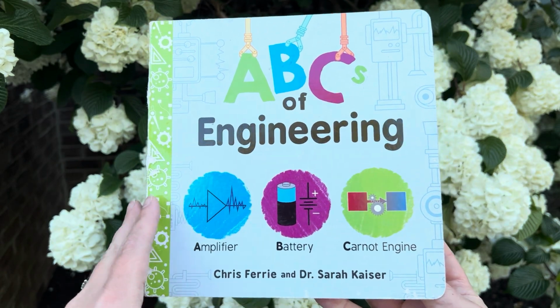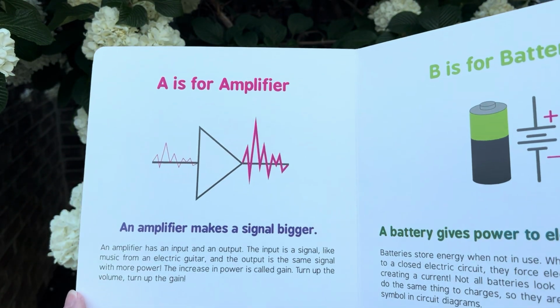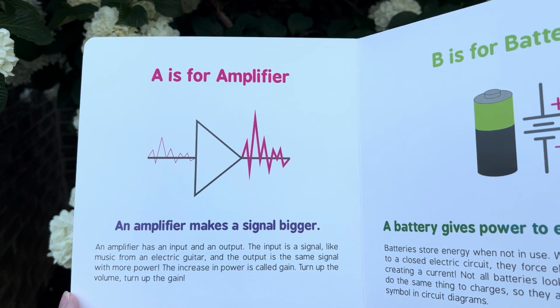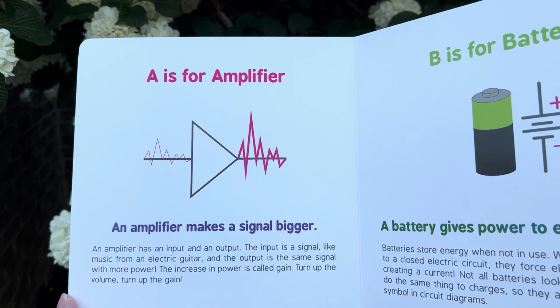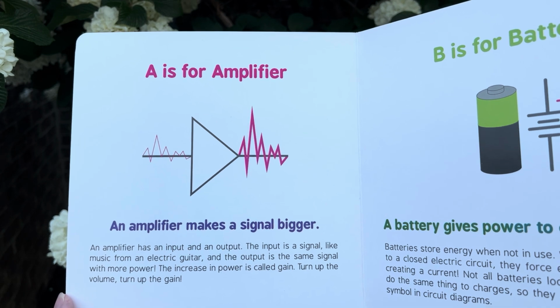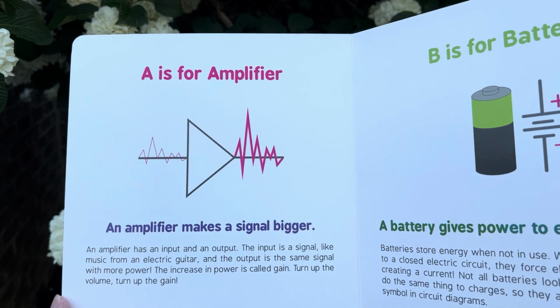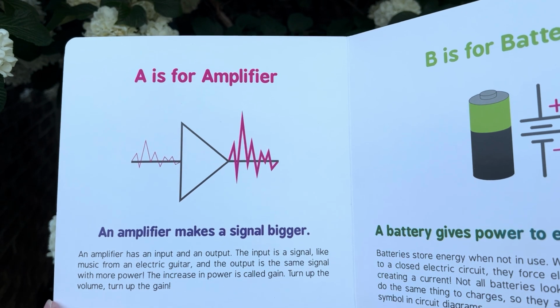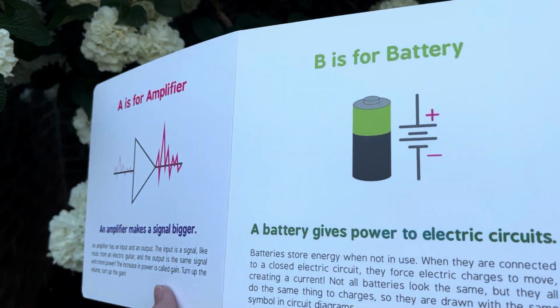The ABCs of engineering. A is for amplifier. An amplifier makes a signal bigger. An amplifier has an input and an output. The input is a signal like music from an electric guitar, and the output is the same signal with more power. The increase in power is called gain. Turn up the volume, turn up the gain.